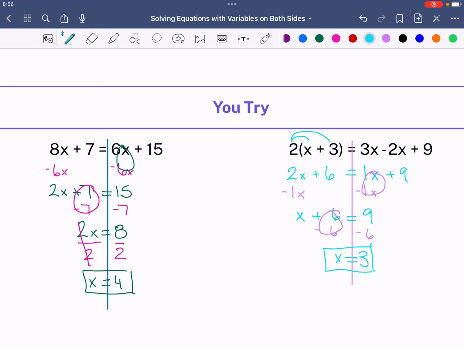Hopefully those 3 steps of simplifying both sides of the equal sign, moving the variables to the same side, and then isolating the variable, so solving the 2-step equation for x. Hopefully that helped you to solve equations with variables on both sides.